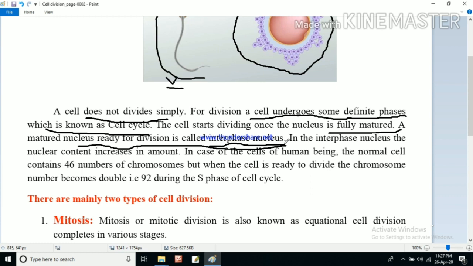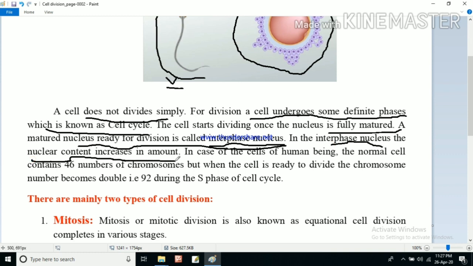A matured nucleus ready for division is called interphase nucleus. It means when the cell is ready, the nuclear content of the cell is completely matured, and the matured nucleus ready for the division of the cell is called interphase nucleus. When the nucleus gets matured, in the interphase nucleus, the nuclear content increases in amount.